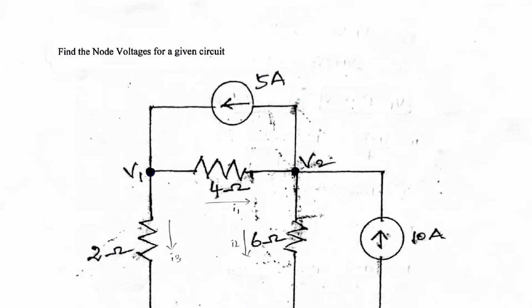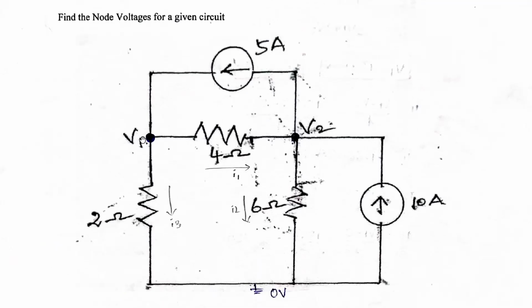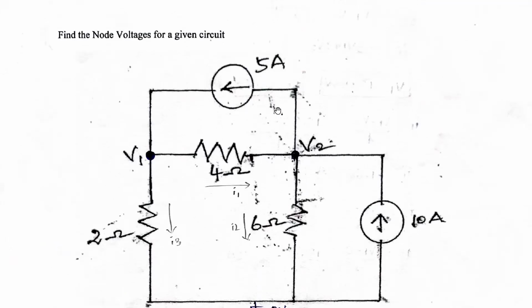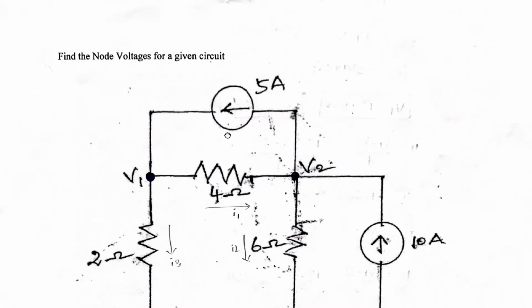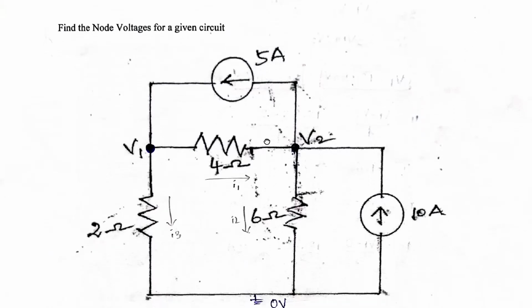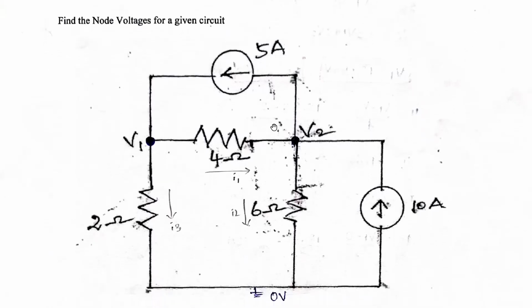Very good morning. Today we are going to see a problem on nodal analysis. Take down this problem: find the node voltages for a given circuit. So this is the circuit that is shown. There are two nodes, clearly given in the problem itself. So we just need to frame the equations and find out V1 and V2, as well as the currents.